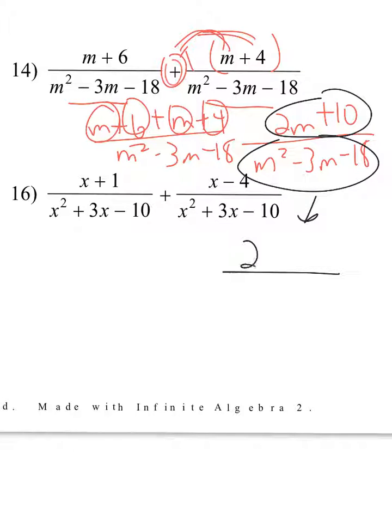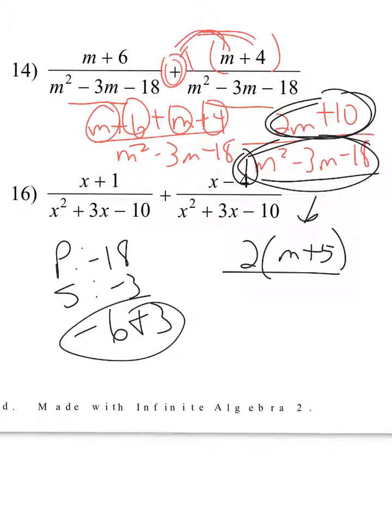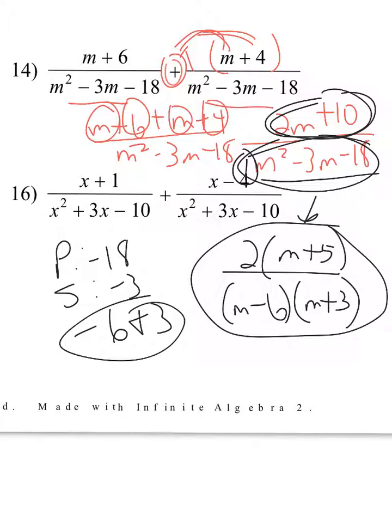On top, I can factor out a 2 from 2m plus 10, and I'm left with m plus 5. On the bottom, I have a trinomial, so I do my AC factoring. Product is -18, sum is -3, which is going to be -6 and 3. And remember in the last section, if a was 1 here, you can just put these two numbers in there. That doesn't work when a is not 1, or your squared term does not have 1 for a coefficient, but it will work here. So this is going to be m minus 6, m plus 3. And that is your answer.